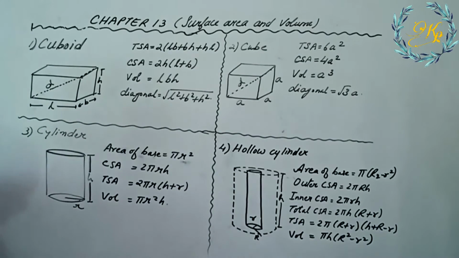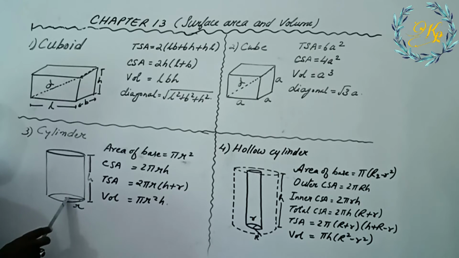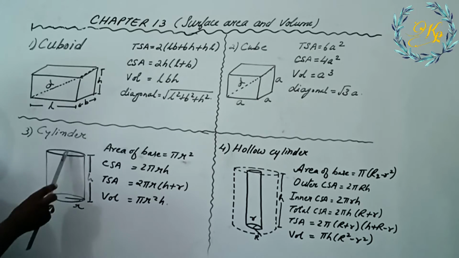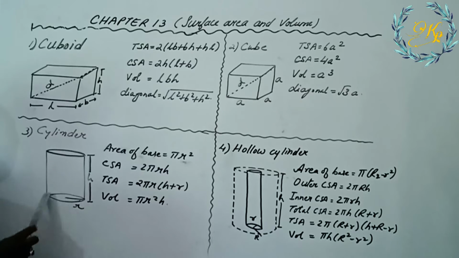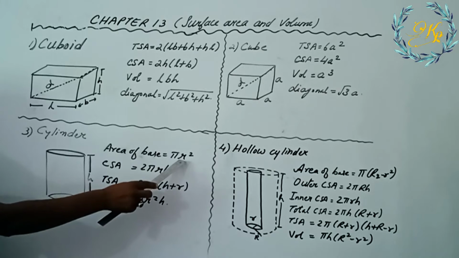Moving to the third figure, that is the cylinder. In the cylinder, as you can see in the figure, we have a height, and if you see the top and bottom of the cylinder, it is the shape of a circle. So from the center to the end point of the circle, you see the mark of radius. If you want to find the area of the base or the top of the cylinder, the formula utilized is similar to the area of a circle, pi r square.